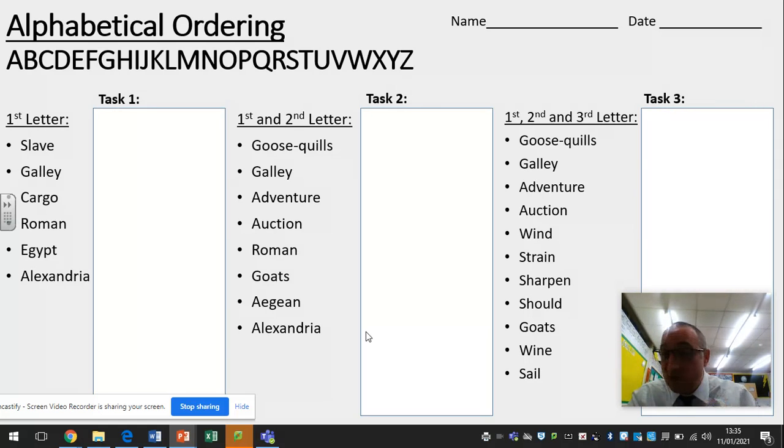And task 3 should come as no surprise. It's first, second, and third letter ordering. There is a mixture of all 3 of these here. So sort out your first letter ordering first, then sort out your second letter ordering, then your third letter ordering, and do it in that order.